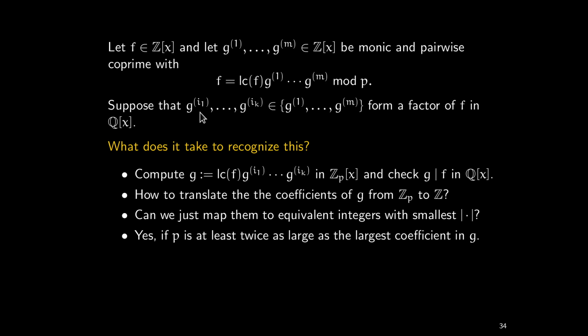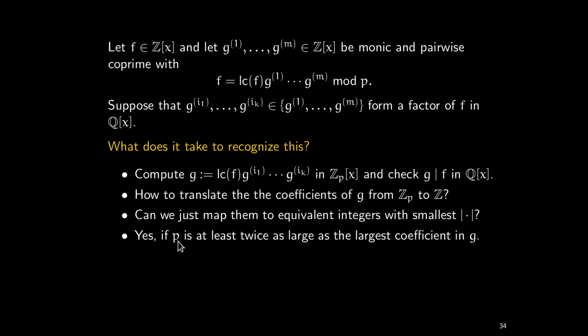g. So we are assuming here that this is a valid choice that corresponds to a proper factor of f, but we want to recognize this. If we do a calculation mod p, then maybe if the p is too small, we will throw away a little bit of information, and then this divisibility will not hold anymore in Q, and then we will not observe that this is a factor. In order to avoid this, the p has to be large enough.